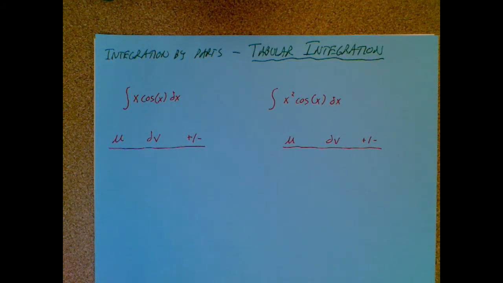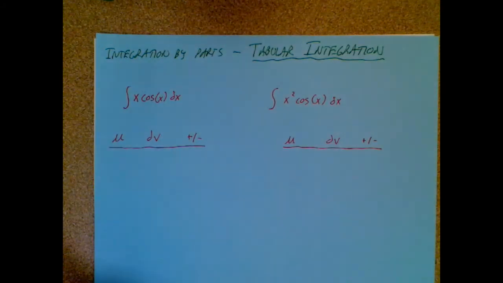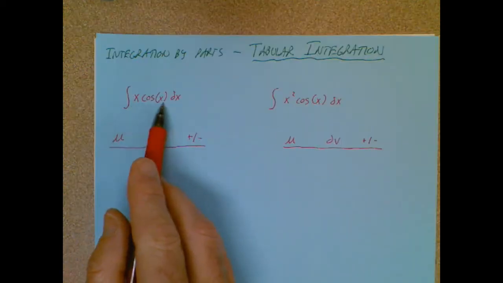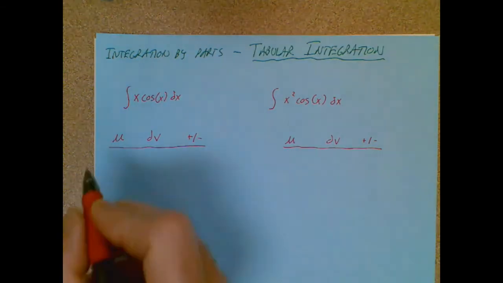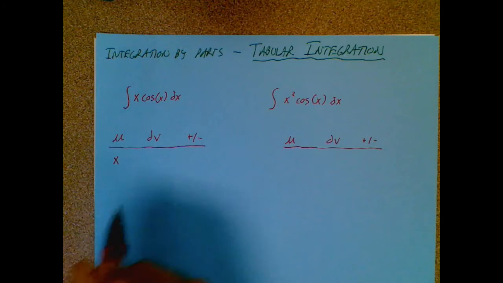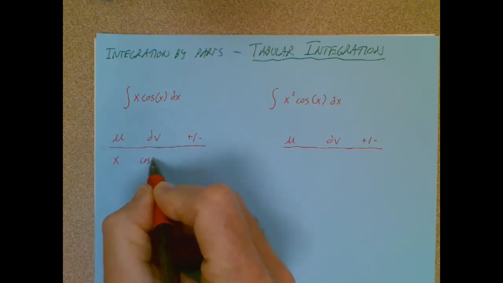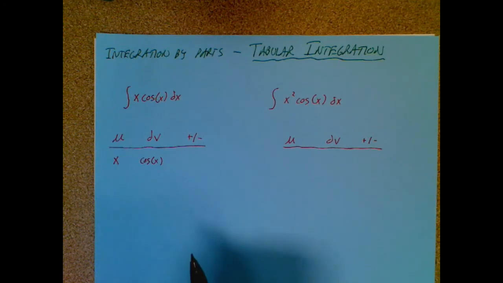For tabular integration, we're going to set up a table, and just like regular integration by parts, we're going to select a u and a dv to be installed into this table. My thinking's the same. Pick out something for u that is easy to have a derivative of. So x seems to fit the bill. Pick out something that's reasonable to have an antiderivative of. Cosine of x seems to fit the bill.